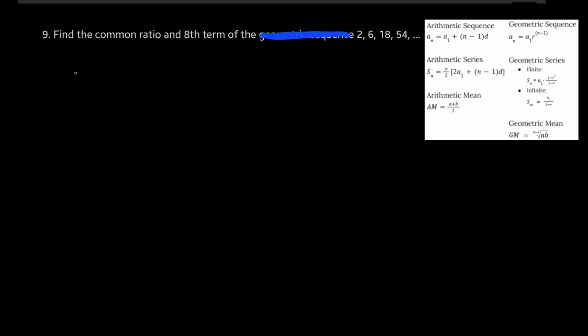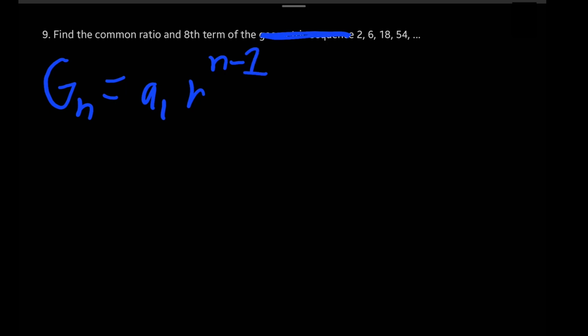So we have here the geometric sequence formula, which is equivalent to a sub 1 times r raised to n minus 1. In order to find the common ratio, we must take a specific term and the one before that. So let's take 6 and 2. We take 6 divided by the term before that, which is 2, and we have 3. That will be our common ratio.